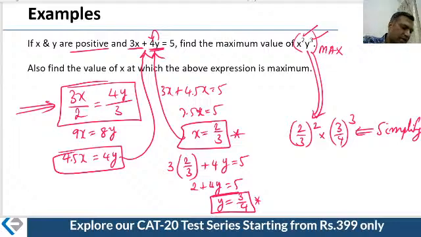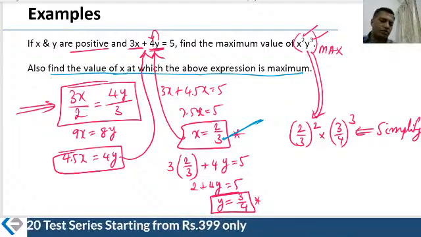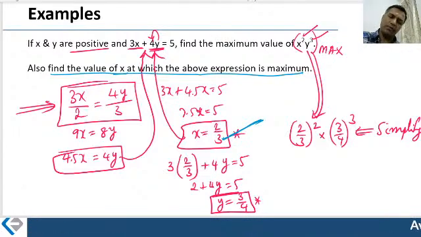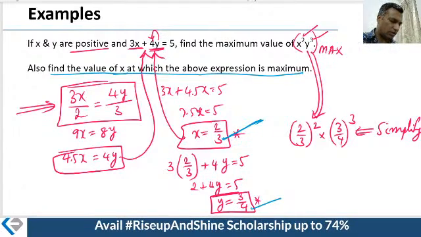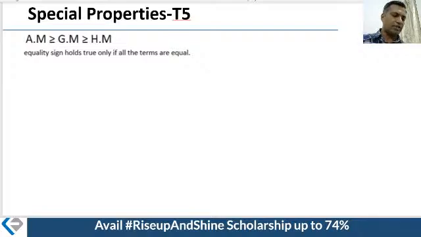Now here there is a second part of the question, saying also find the value of x at which the above expression is maximum. The value of x, you know, is 2 by 3. If they ask for the value of y at which it is maximum, it is nothing but 3 by 4. All those things can be answered. That's not a worry. Okay, let's go further.